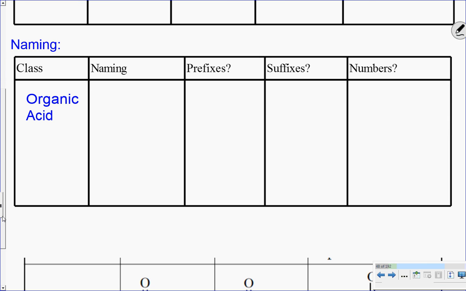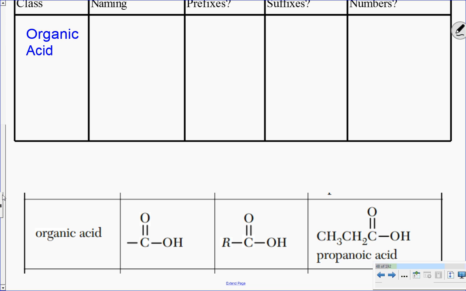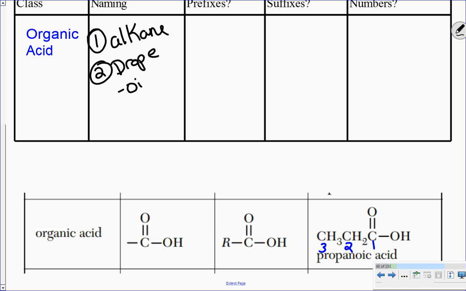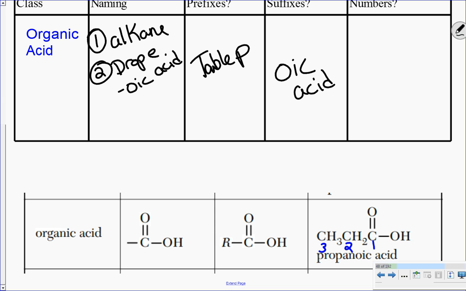When we want to name an organic acid, if we simply look at our table R example, propanoic acid has 1, 2, 3 carbons. So we're starting with that regular alkane stem of propane. We're going to then drop the E and change the ending to oic acid. Our prefix is from table P. Our suffix is oic acid. We do not need any numbers because the COOH is always on the end.